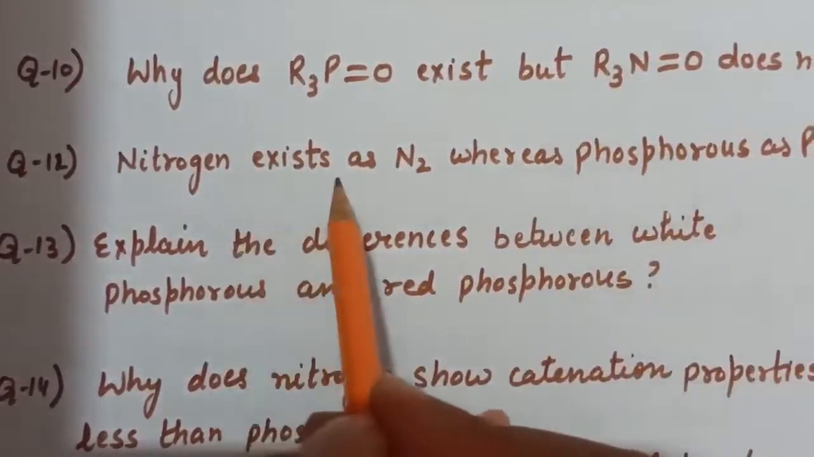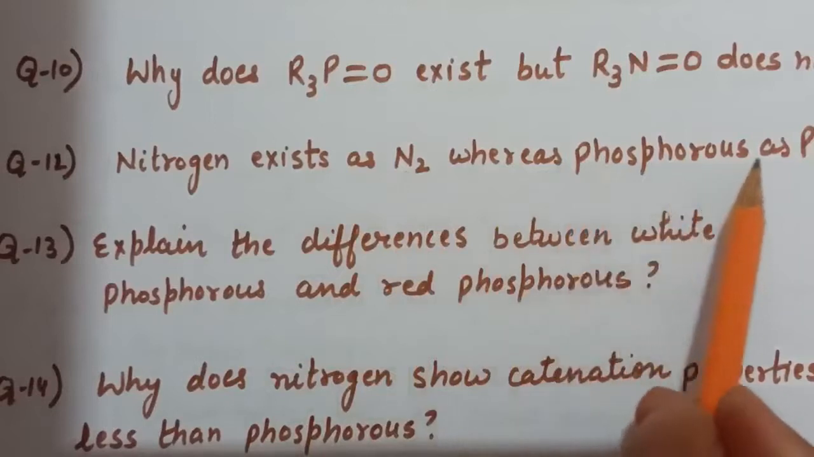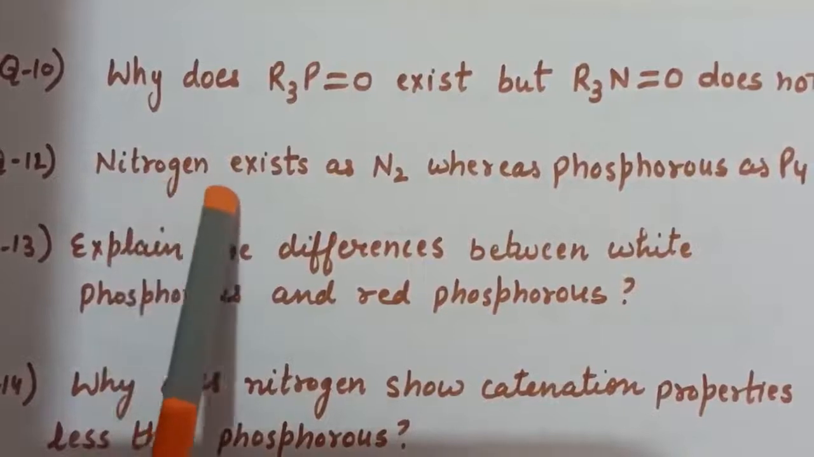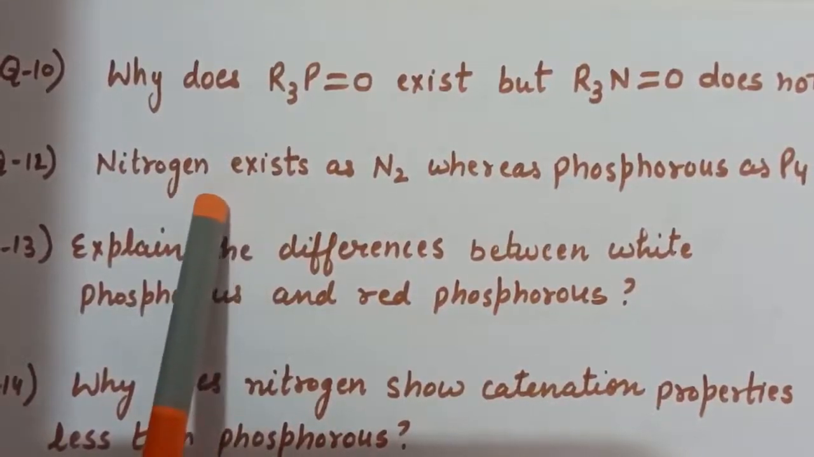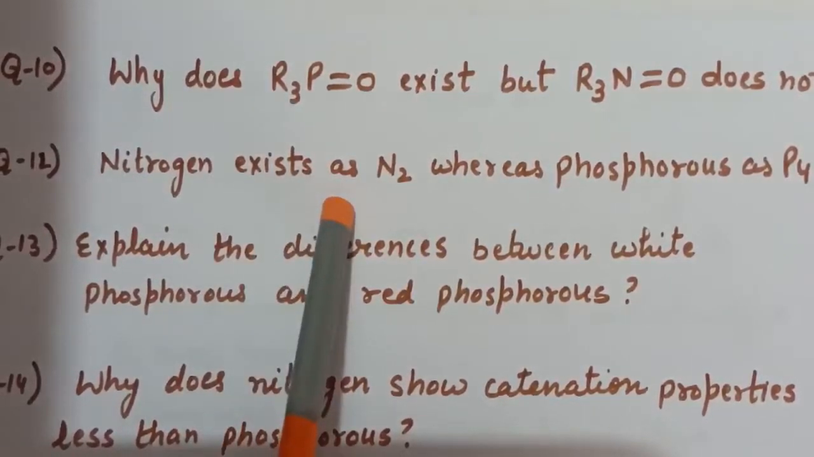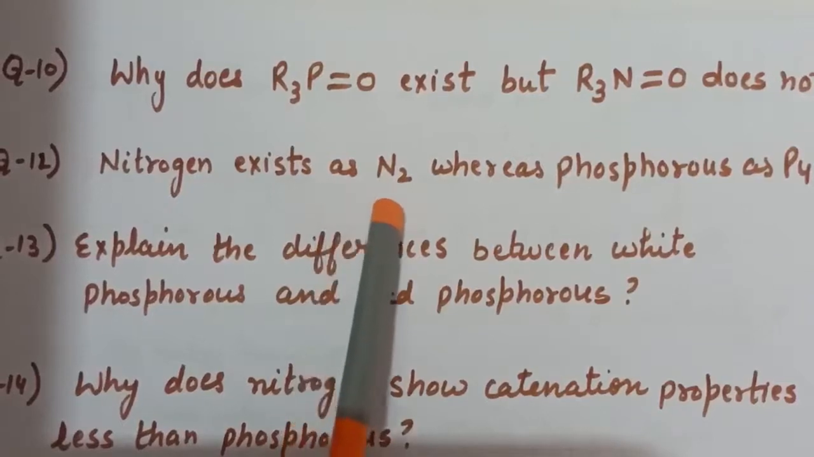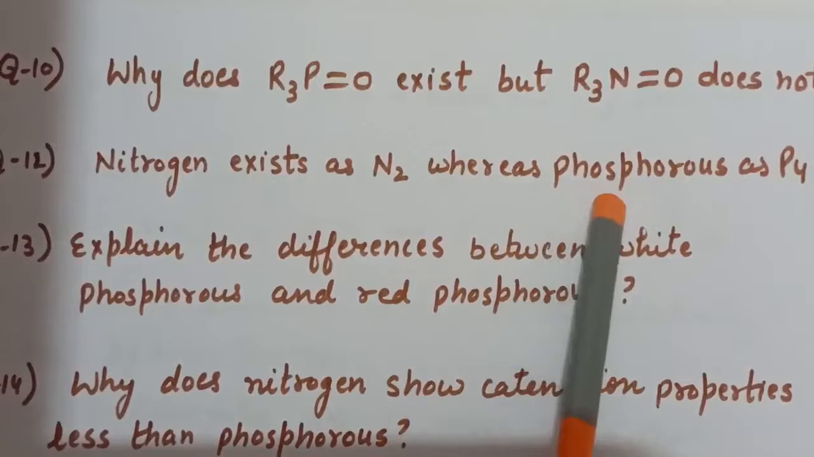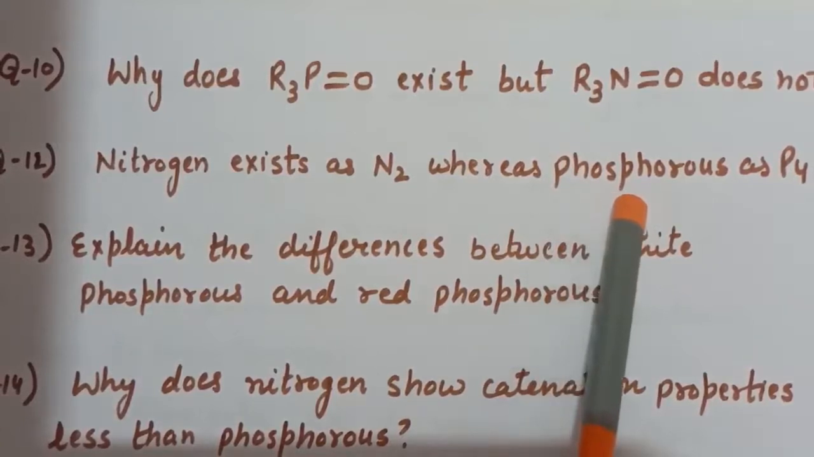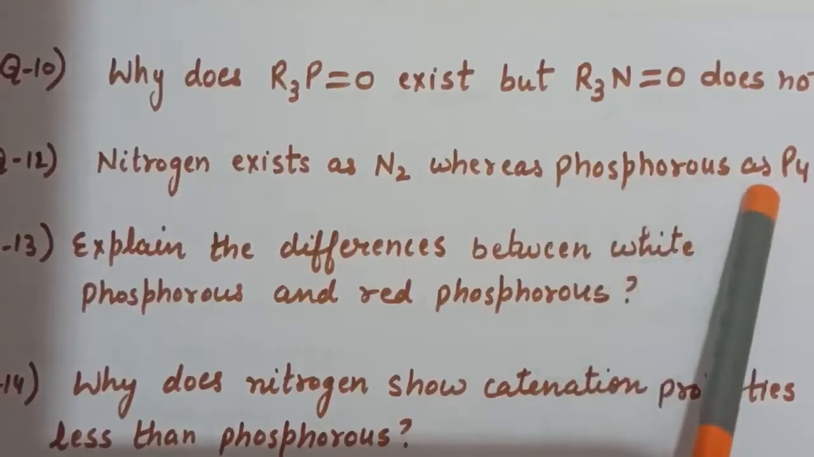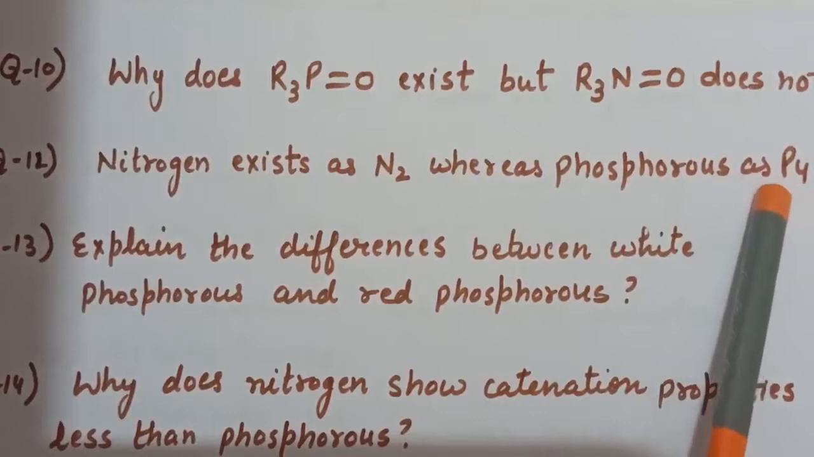Next question is, why does nitrogen exist as N2 whereas phosphorus exists as P4? And the answer for this question is that nitrogen, because of its small size and high electronegativity, forms p-pi multiple bonds, and therefore it exists as a diatomic molecule having a triple bond between the two nitrogen atoms. Whereas in the case of phosphorus, due to its larger size and lower electronegativity, it usually does not form p-pi multiple bonds with itself, and it prefers to form single bonds between phosphorus atoms, and therefore it exists as a P4 molecule.